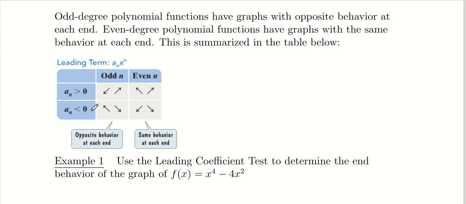The odd case is the one you've got to be on the lookout for because it'll do one type of behavior on one side. Namely here, if n is odd and the leading coefficient is greater than 0, it'll approach negative infinity as x approaches negative infinity, but yet it'll approach positive infinity as x approaches positive infinity. So it's kind of the opposite on either side when n is odd.